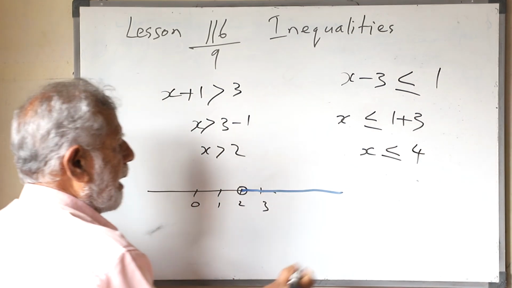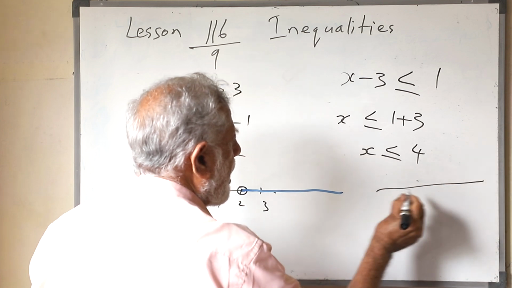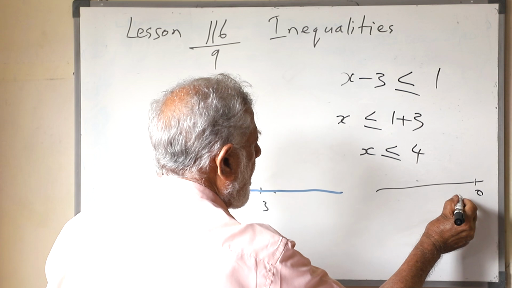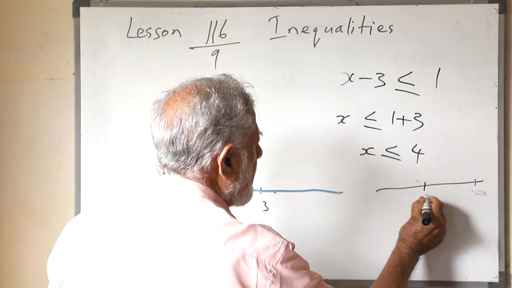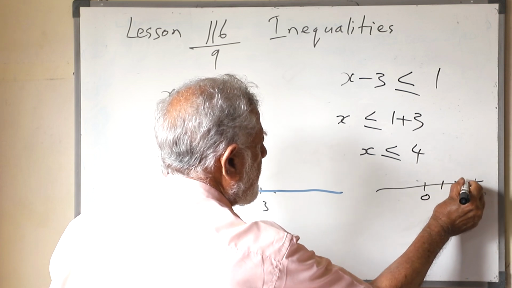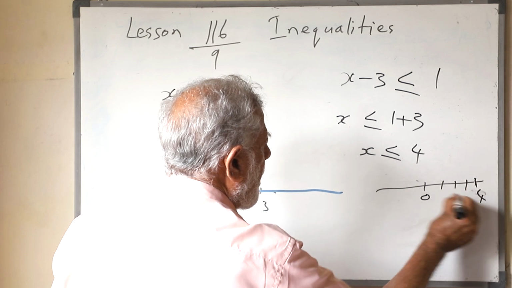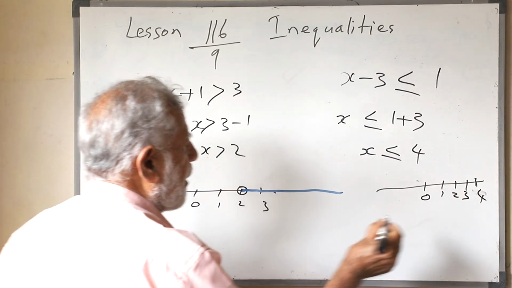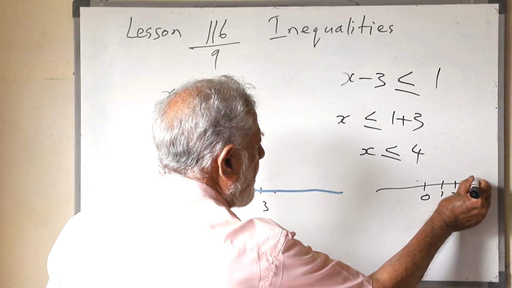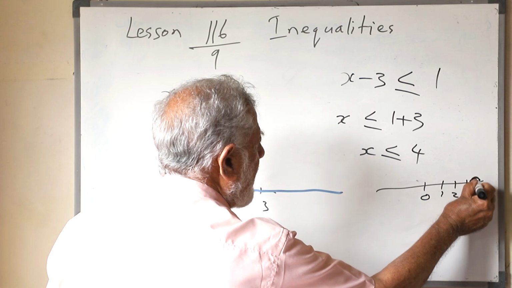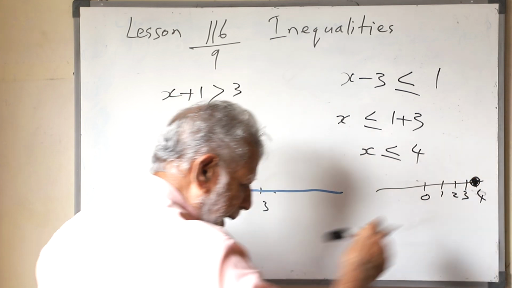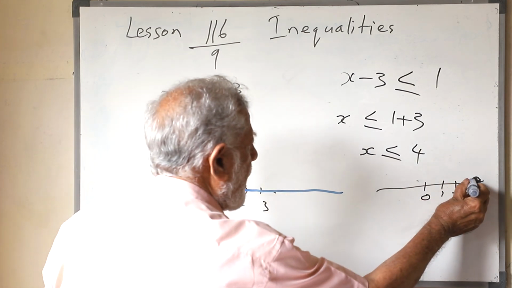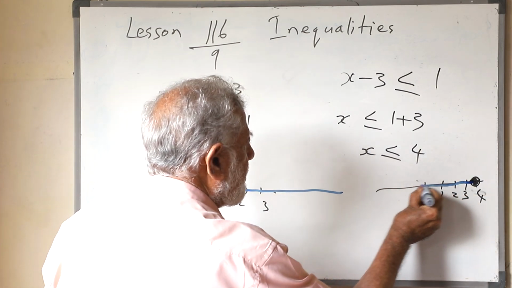So again we have the number line. We have 0 here, 0, 1, 2, 3, 4. So x is less than or equal to 4. So it is coming from here. Less than or equal to 4 means we have to color this. That is, 4 is also included. And we draw the line from here with a different color to show that it is like this.